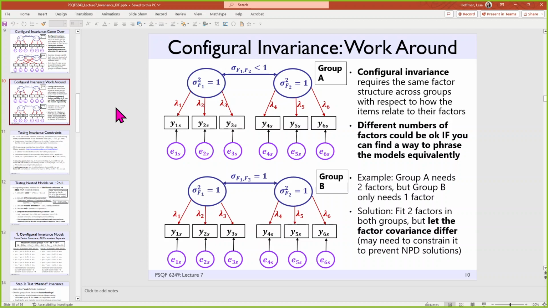Do you remember that? Factor variance. Yeah, factor variance.